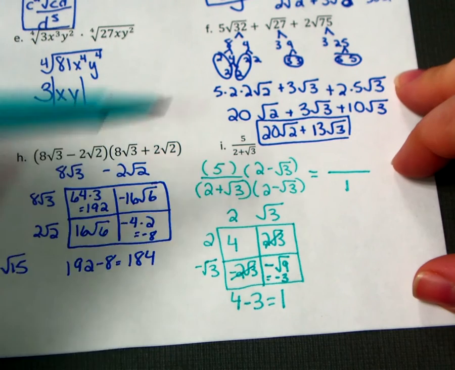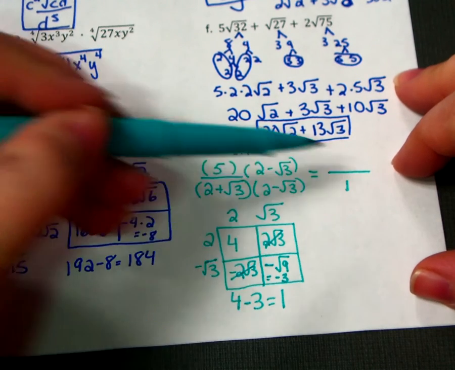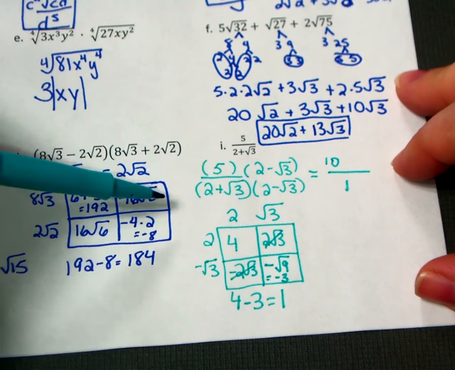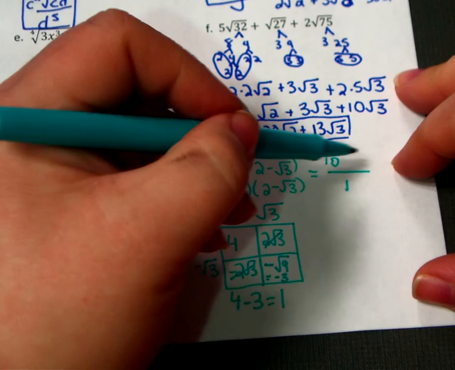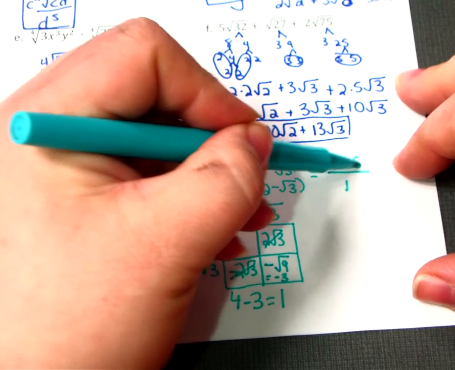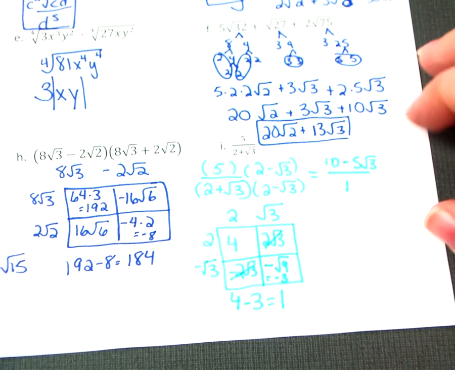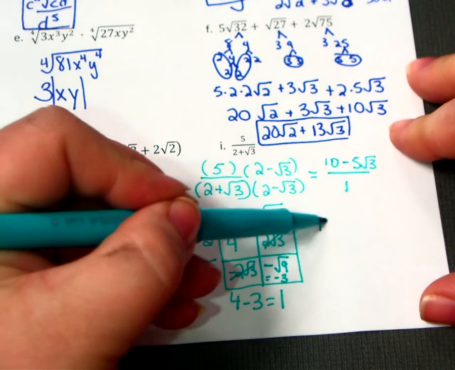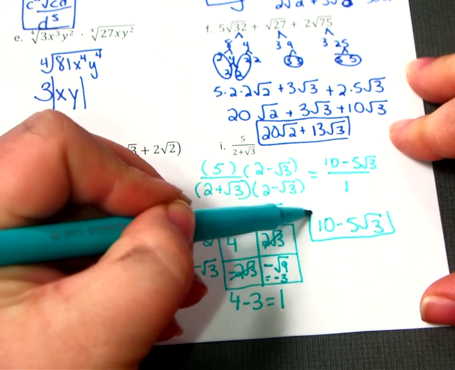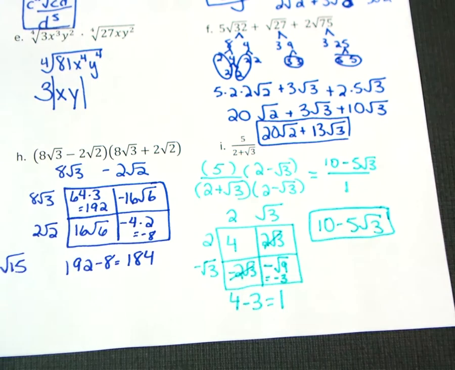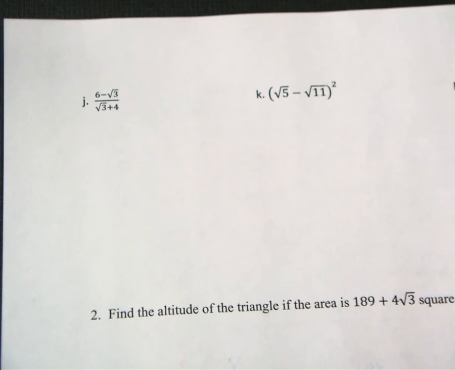On the top, I have 5 times 2, which is 10, and 5 times negative square root of 3, which is negative 5 square roots of 3. So my final answer is just simply 10 minus 5 square roots of 3. This meets all 4 of the requirements in order for a radical expression to be considered simplified. Turn your paper, and we are going to practice a couple more times.